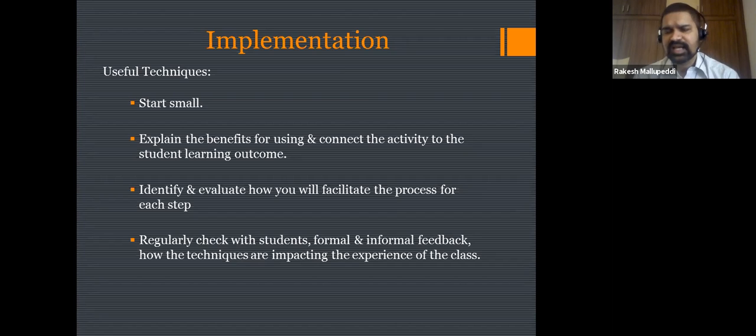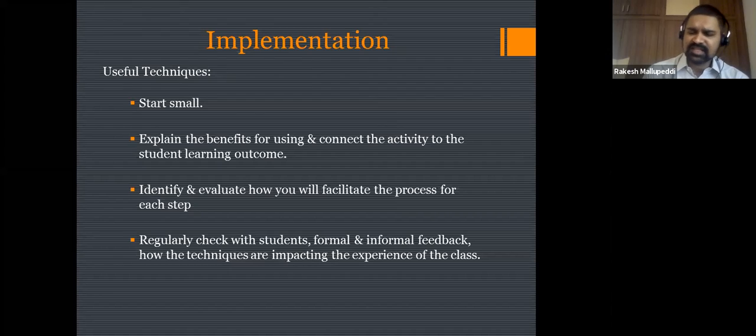Let the class decide what is good for themselves. Like I said, it's all learner centric. The activity itself is learner centric. There is a lot of responsibility on the students themselves. So getting feedback from them, getting their thinking and their ideas, improves their own experience of the class. So yes, regularly check with your students. Those were a few pointers for you on how to implement these active learning techniques.